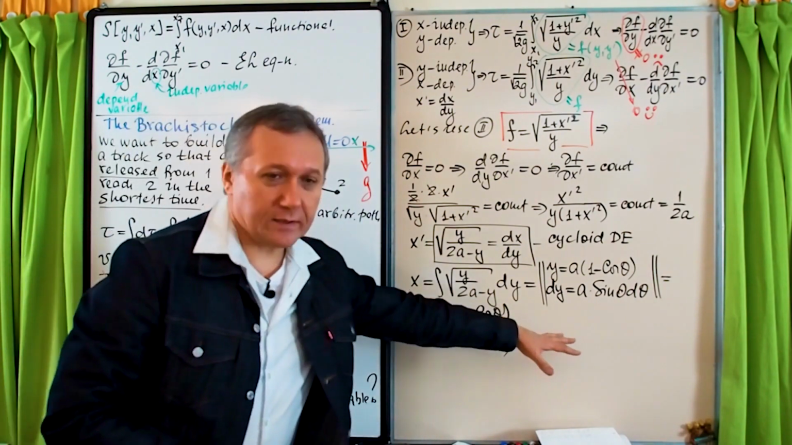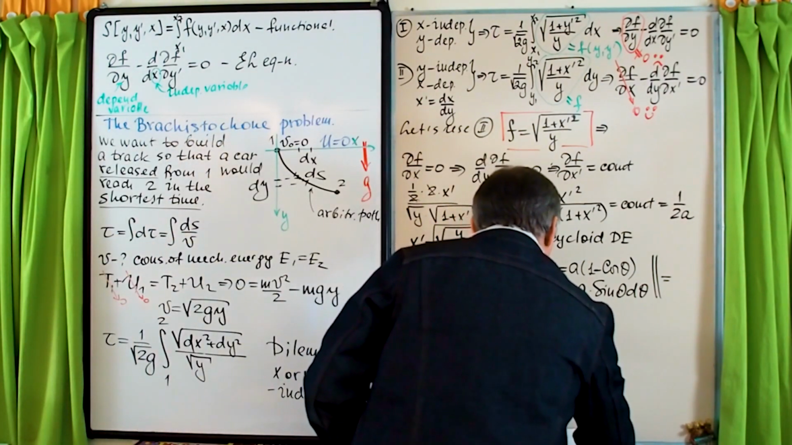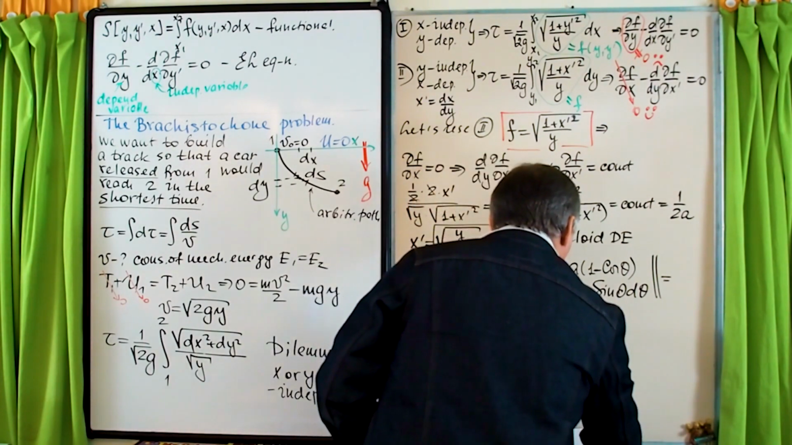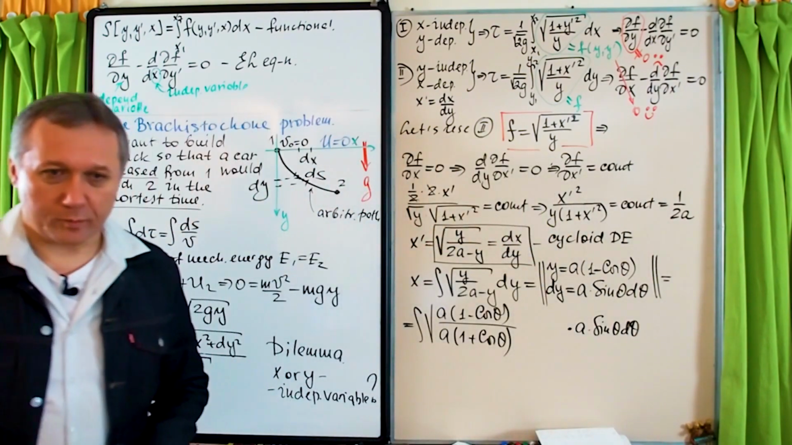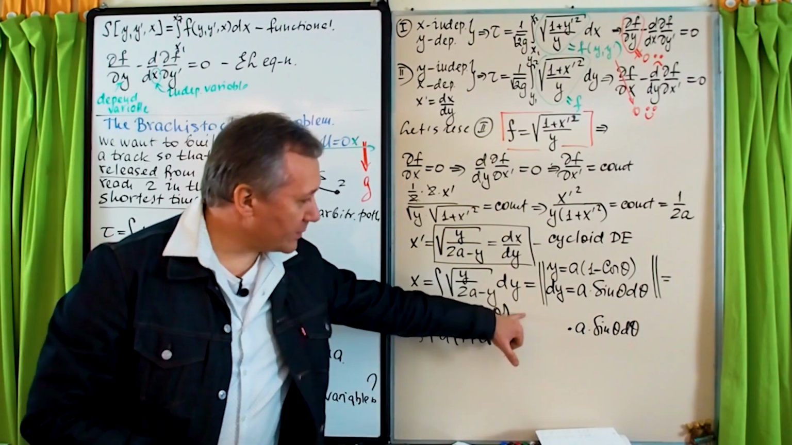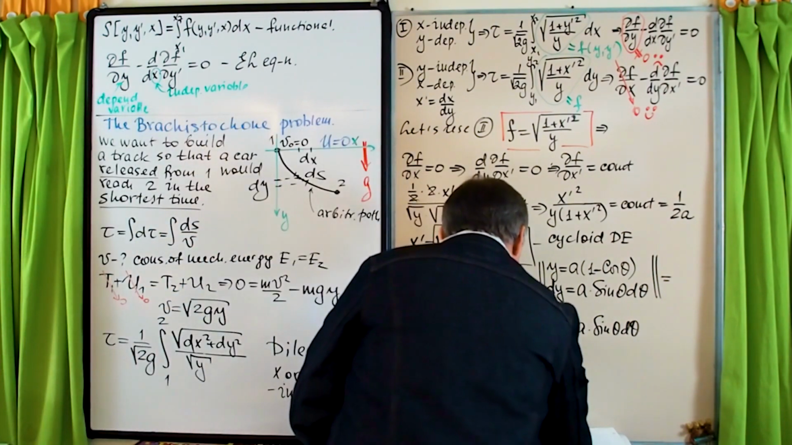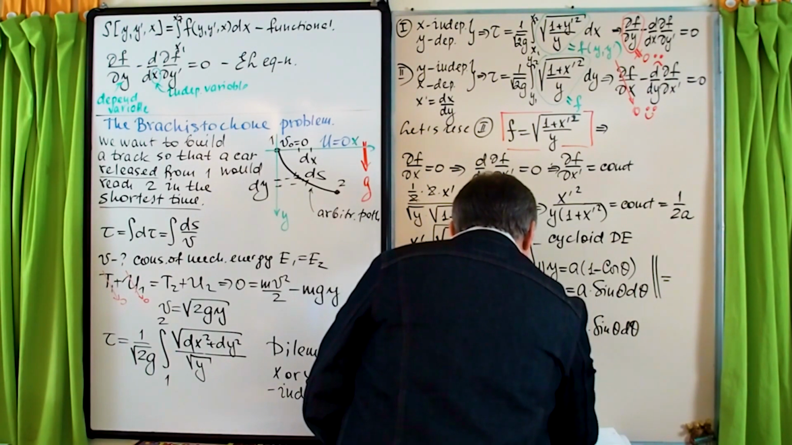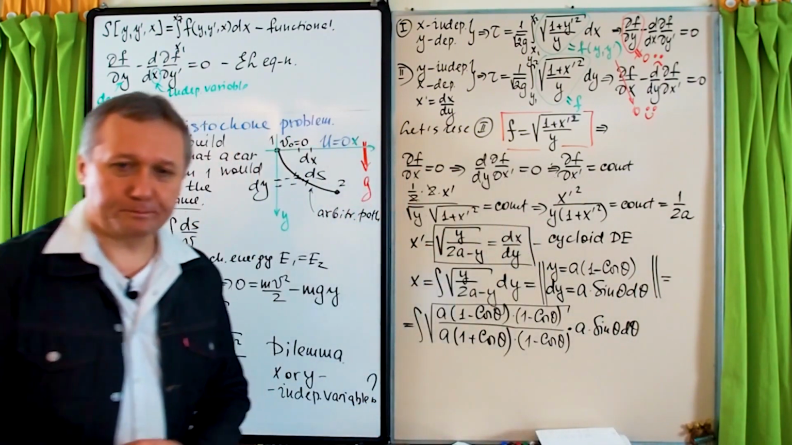Okay, I'm not writing dy for now, but maybe I will write it. So dy is a sine theta d theta. Now, in order to simplify it further, let me multiply both upstairs and downstairs by 1 minus cosine theta. 1 minus cosine theta upstairs, and here 1 minus cosine theta. And now I can close my square root.